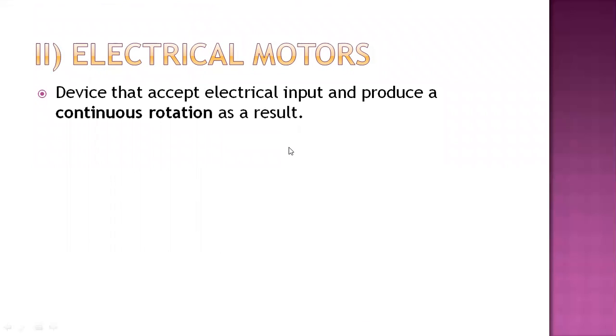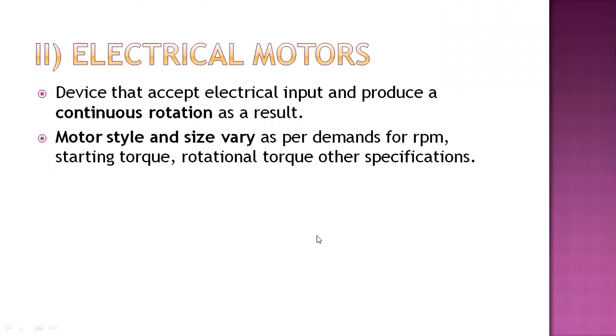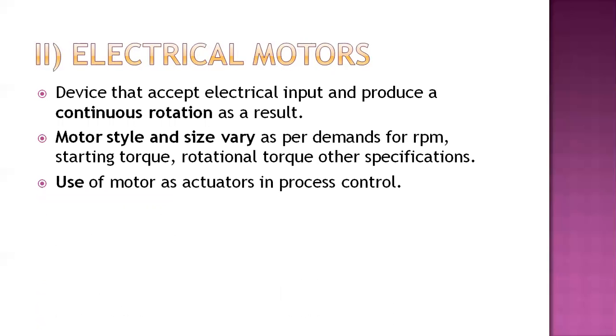The second one is electrical motors. Electrical motors are devices that accept electrical input and produce a continuous rotation as a result. Motor styles and sizes vary as demands for rotational speed, that is revolutions per minute or RPM, starting torque, rotational torque, and other specifications vary. There are numerous cases where electrical motors can be employed as actuators in process control. Probably the most common control situation is where motor speed drives some part of a process and must be controlled to control some variables in the process. The drive of a conveyor system, for example.